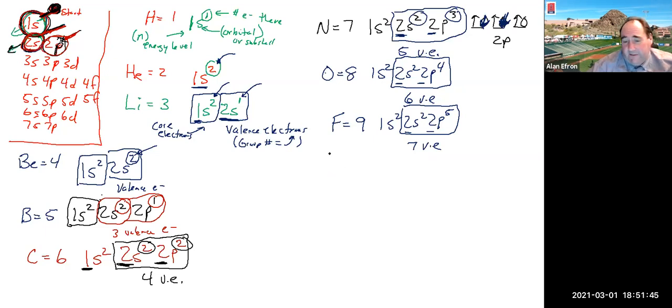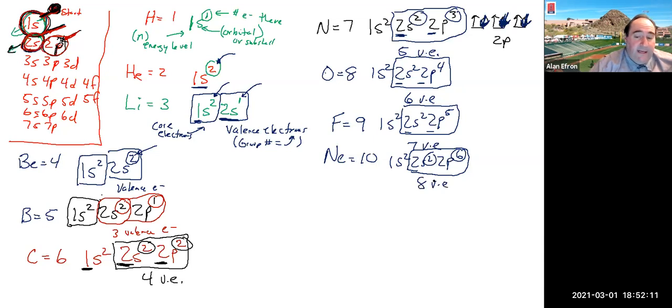And to finish out the first 10 here, for neon, 1s2, 2s2, 2p6. That is going to fill that last p orbital. And again, same idea. We still have our highest energy levels here, 2 there and 6 there gives us 8 valence electrons. And again, if you look at neon, it is group number 8. Any questions on how to write those electron configurations?